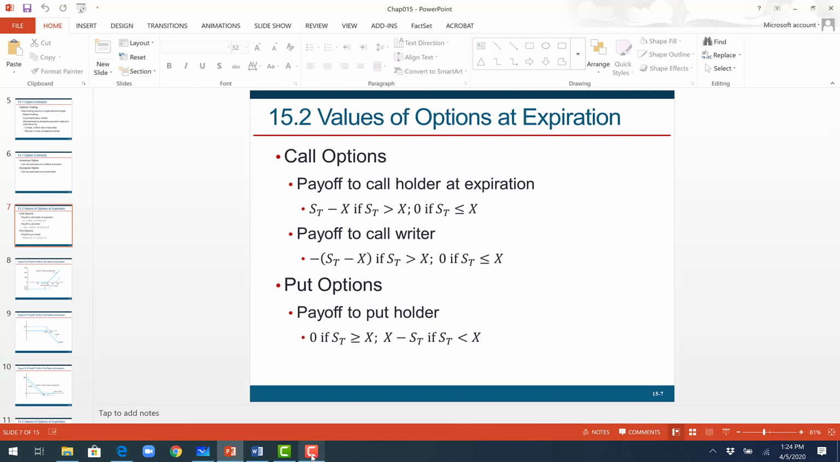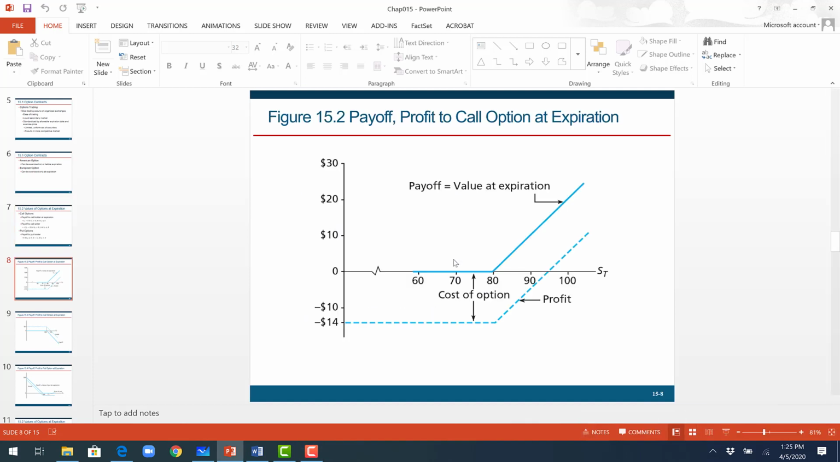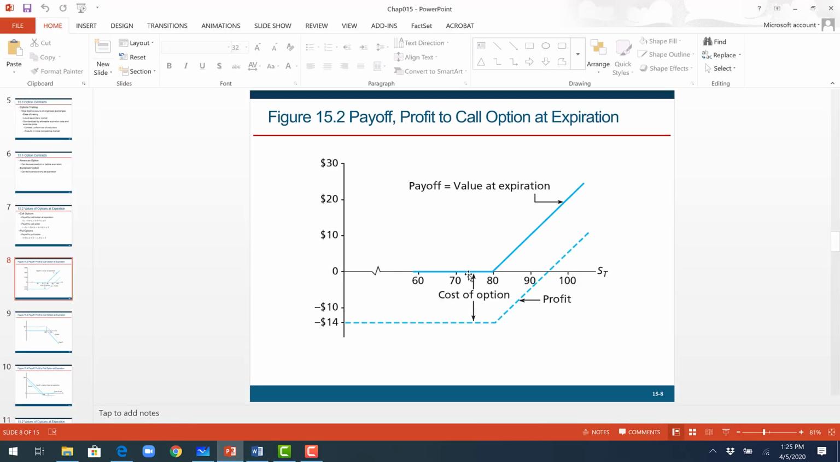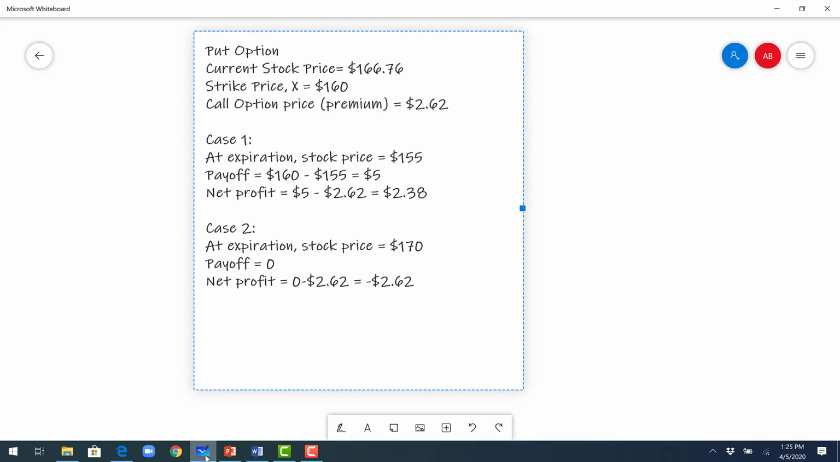Okay. So next I'm going to show you a few graphs, payoff diagrams. So this is the payoff for the call buyer, right? This is the payoff diagram for the call buyer. So in this case, we have this call option with an exercise price of 80. Let me write that down actually.